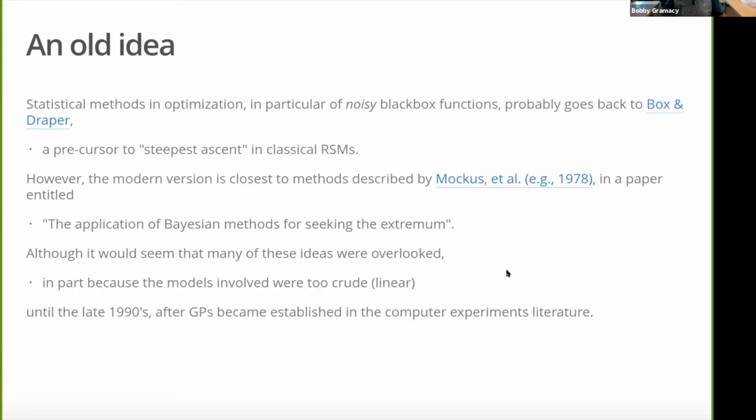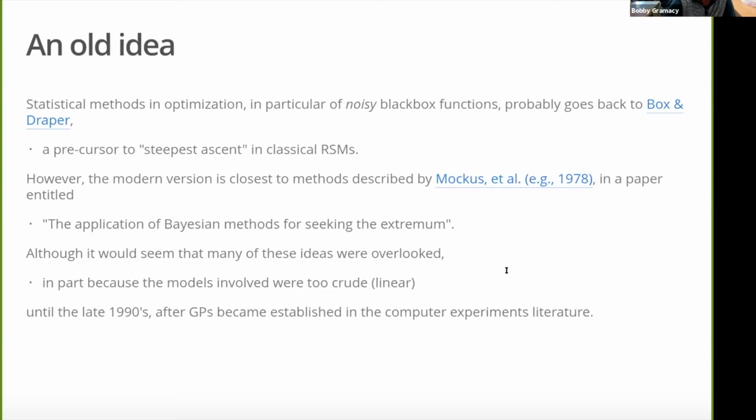Okay, so I think that this is an old idea, but it has been approached from a new angle in the last 10 or 15 years. Statistical methods in optimization go back to a famous set of papers by Box and Draper, who are household names in statistics. And there are whole books written about this in the 80s. I'm not going to give a list of those books. I don't even think you're interested.